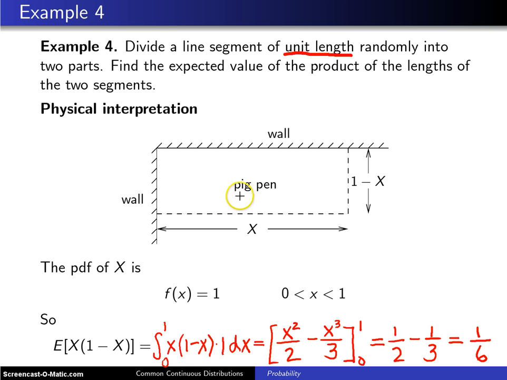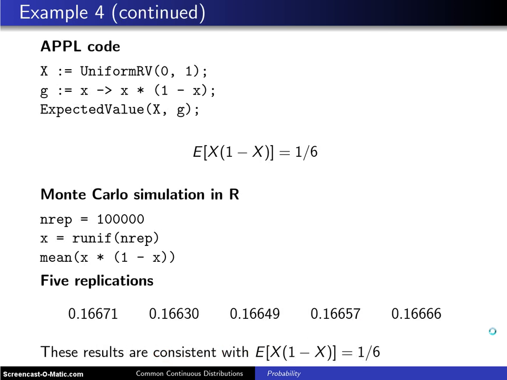Notice that the largest pig pen in terms of area would be when x is equal to 1/2. In that case, you have 1/2 in this dimension, 1/2 in this dimension. 1/2 times 1/2 is 1/4. So 1/4 is the largest value of the pig pen, but on average, the pig pen will have an area of 1/6.